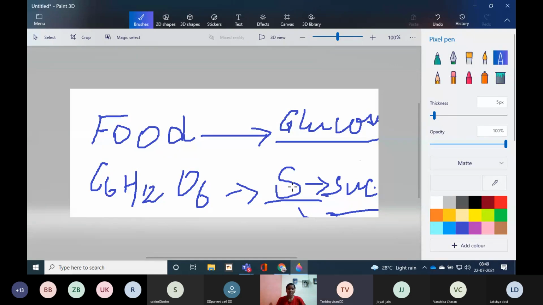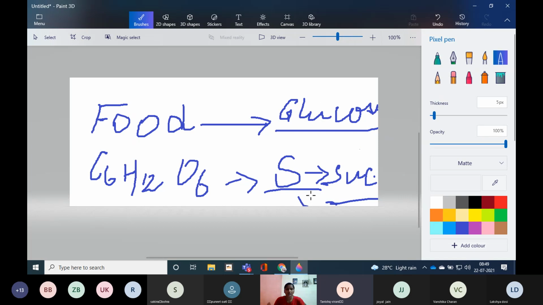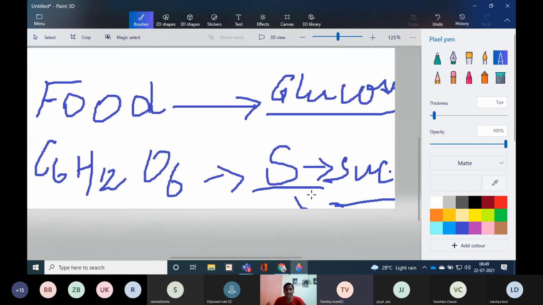Ma'am, starch is converting two times now? Yes, in the second process, the starch is converted into sucrose. Why are we converting starch? Why is the starch getting converted into sucrose? Because sucrose is a simpler molecule. If we consider both of them, sucrose is simpler than starch.